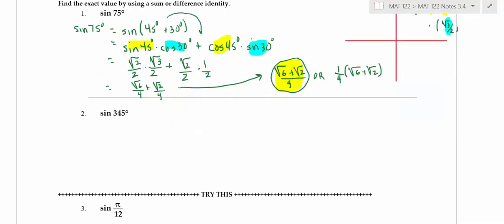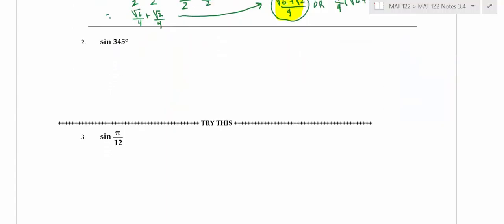Okay, all right, let's move on and take a look now at the sine of 345 degrees. Again, what we want to do is try to figure out some way on a unit circle, two values we can put together. One thing that comes to my mind is 300 degrees and 45 degrees. Both of those angles are on the unit circle. So I'm going to write this as the sine of 300 degrees plus 45 degrees so that I can utilize this identity.